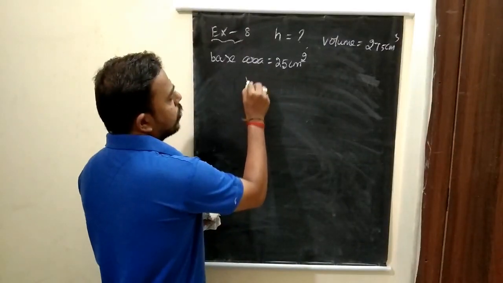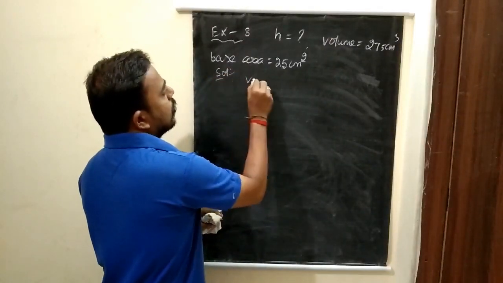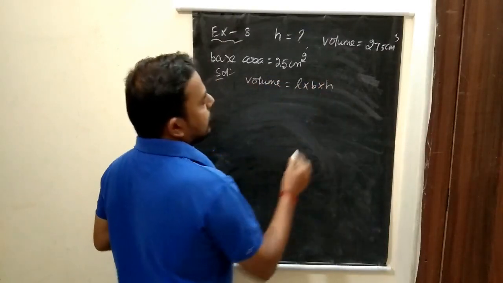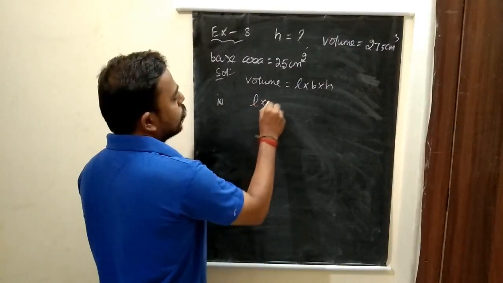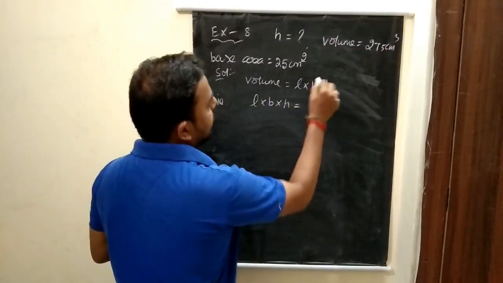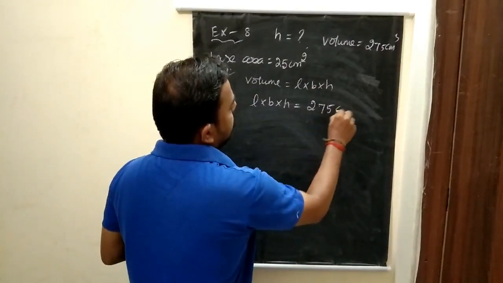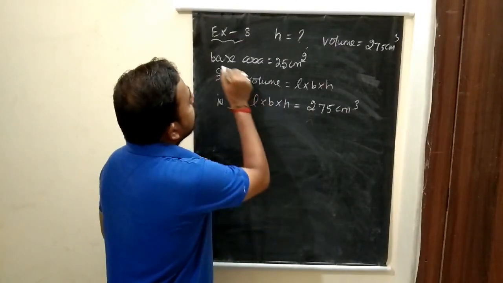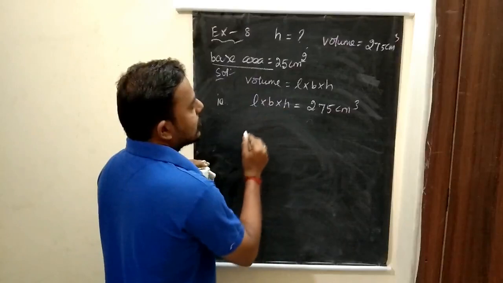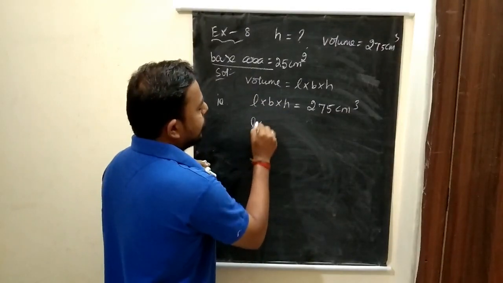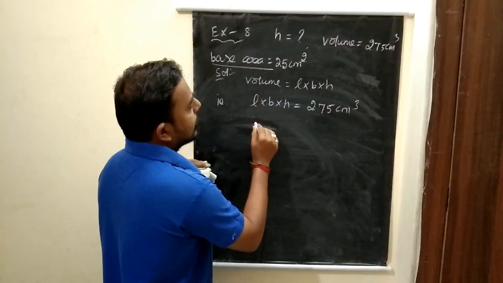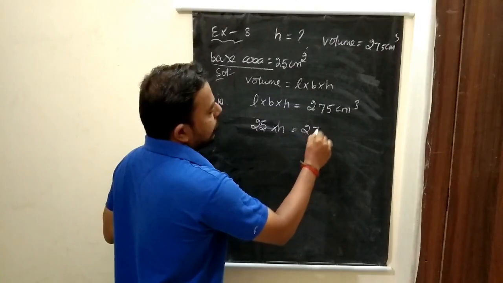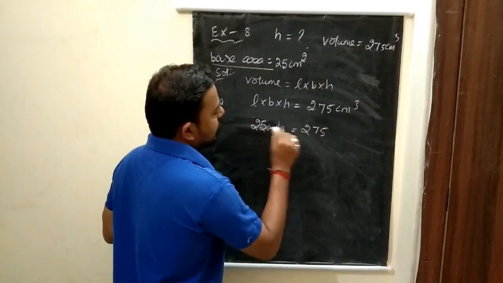So volume is equal to L into B into H, given as 275 centimeter cube. L into B is the base area. So this is considerable. L into B is the base area, and that gives us 25 centimeter square into H equal to 275 centimeter cube.